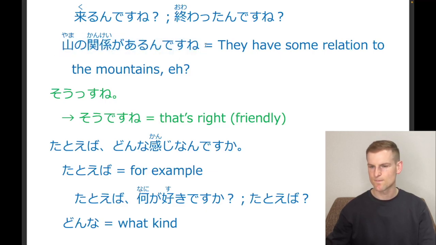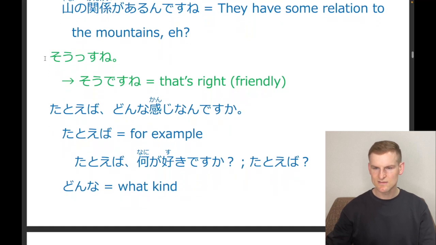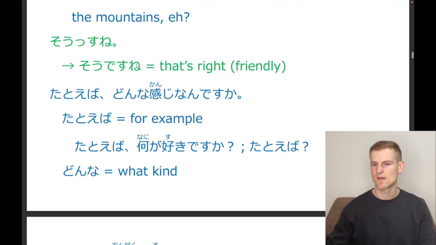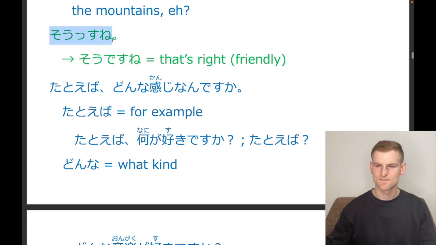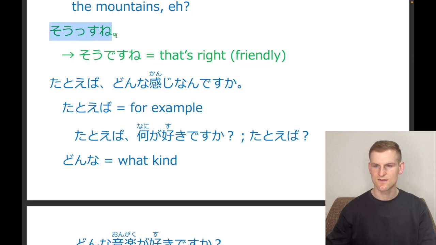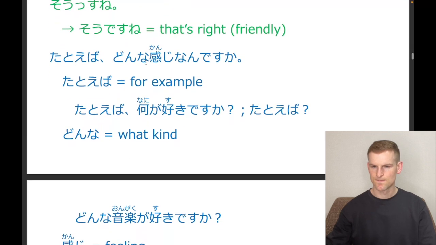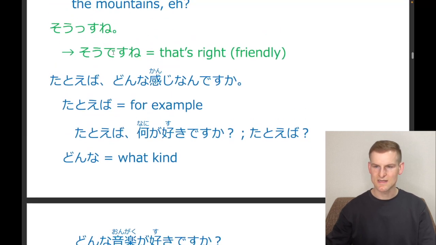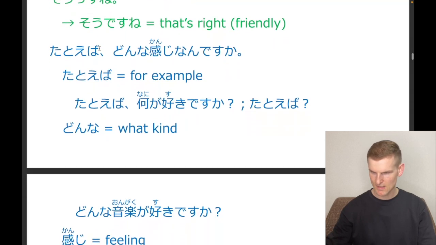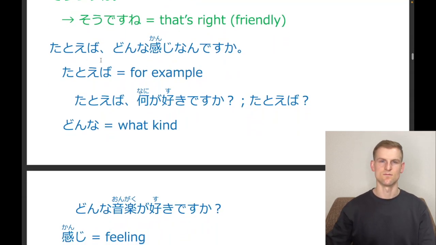So he says, yeah, そうっすね. So this is just a casual way of saying そうですね, which is just, that's right. That's right. そうっすね. Very casual sounding. It's still polite, technically, because it has the desu in it, but it's kind of like casual polite, if that makes any sense.